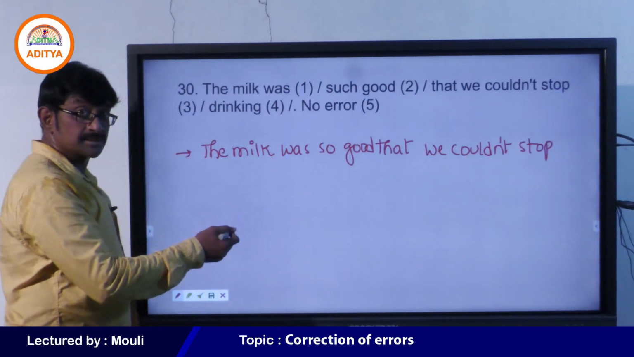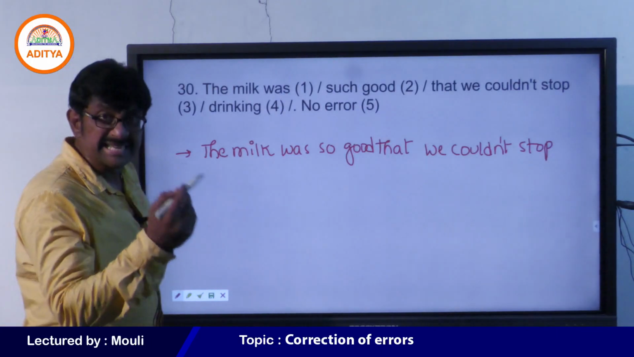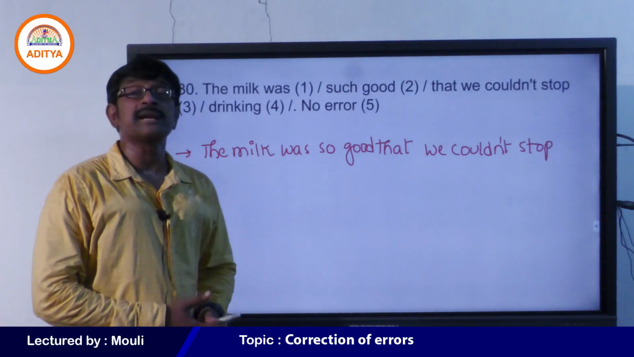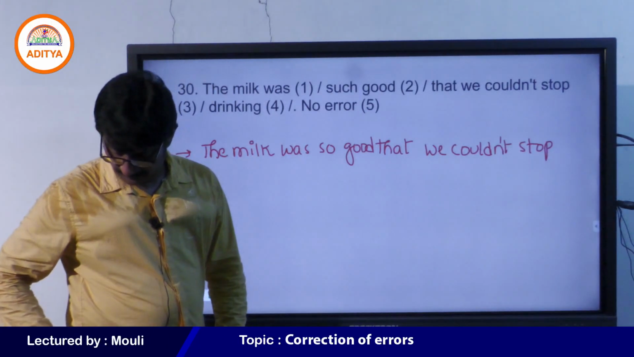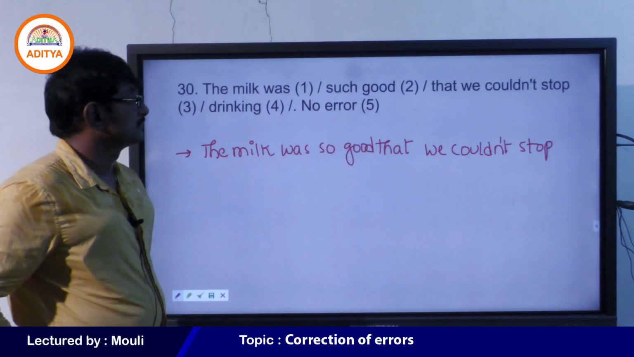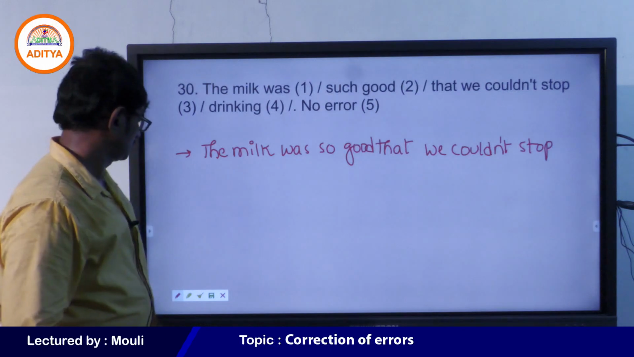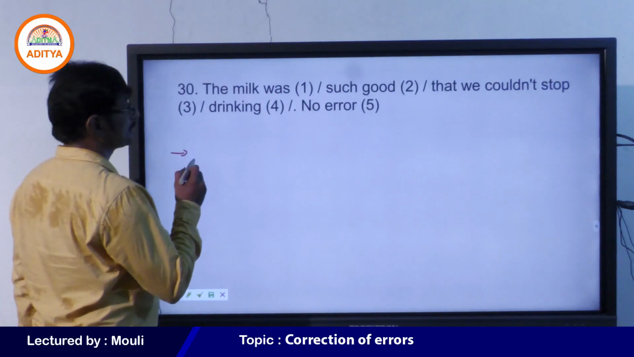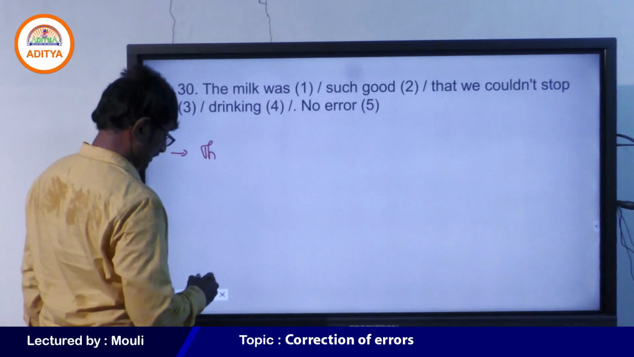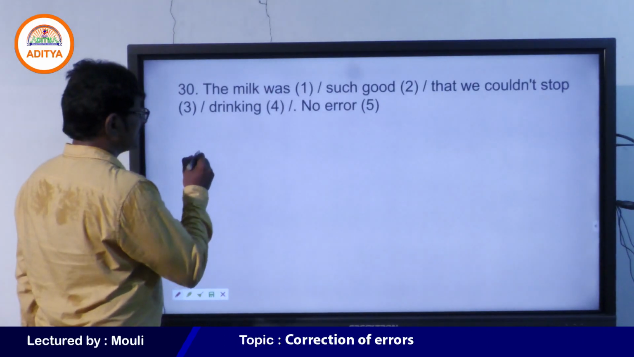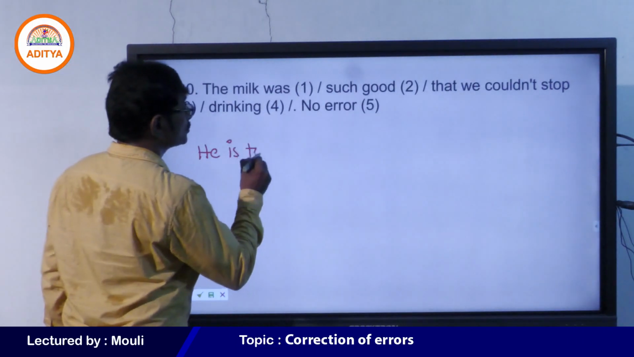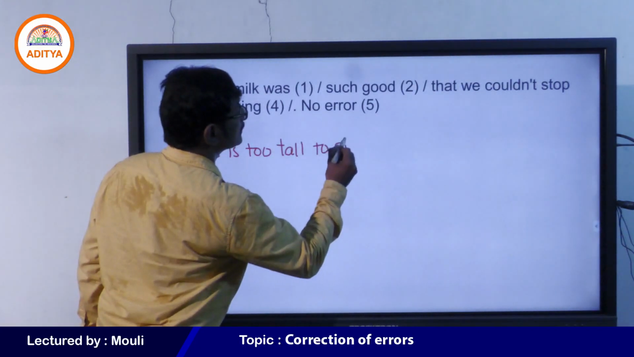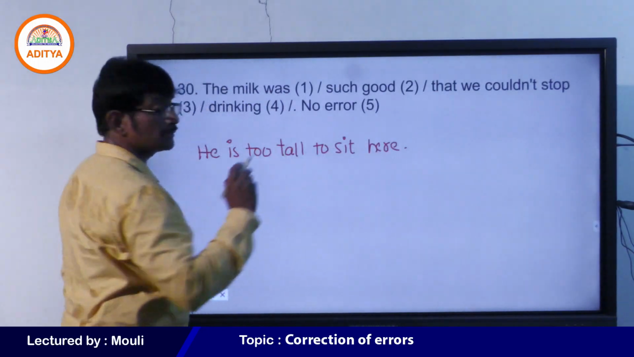Okay, students, in this model, another one is also there. In the same model, another one. First, you write down this. I will go for the next. You write down this first. Okay, students, now he is too tall to sit here. You take now this.